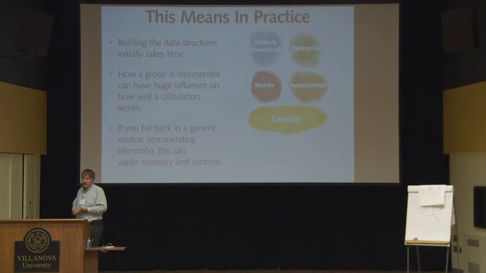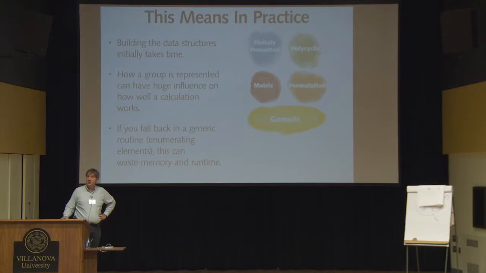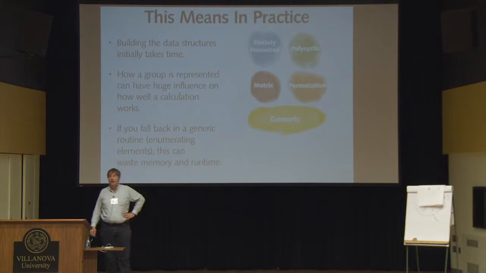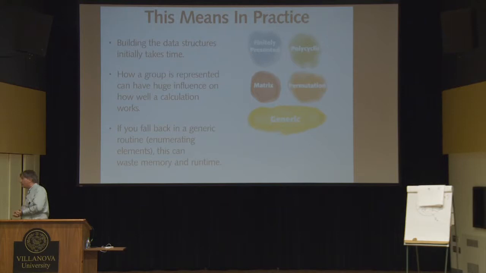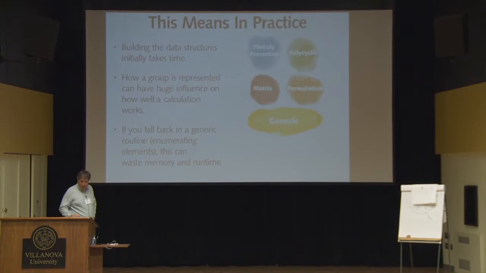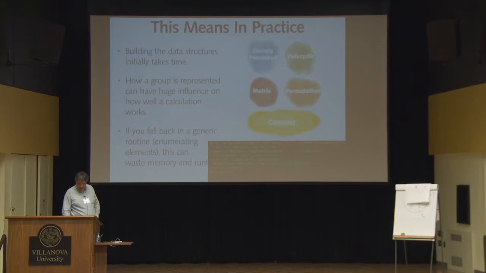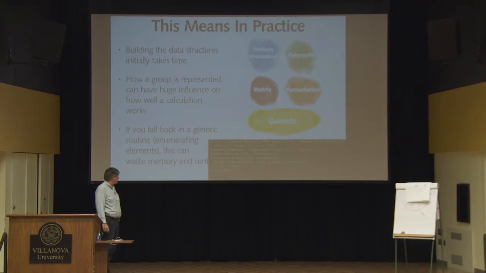But algorithms will perform very differently, with very different efficiency, depending on how groups are represented. In particular, if you end up in a situation where you fall back to the generic case, most frequently this happens if you form a product, and GAP doesn't know better and forms it as generic product elements, you fall into the generic routines which enumerate elements. In this case, you often get an error message: exceeded the permitted memory.